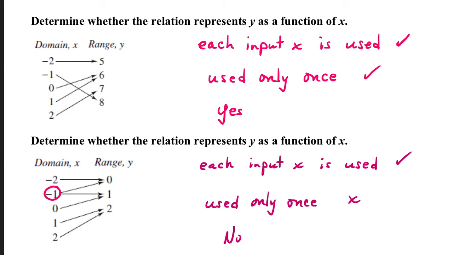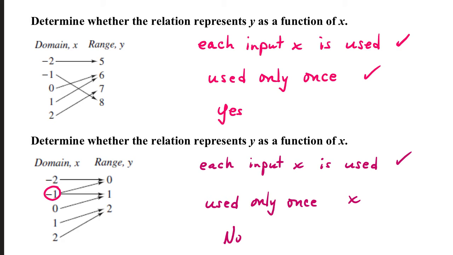And then the second question is, is each of these values in the domain used only once? There's only one arrow leading away from each of these values. If you can answer yes to both of those, then yes, your relation represents y as a function of x.